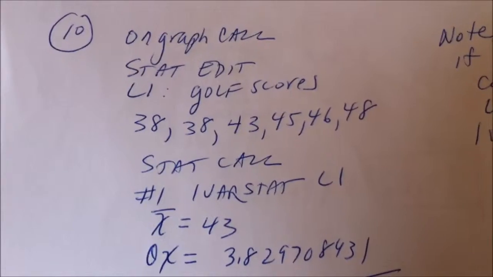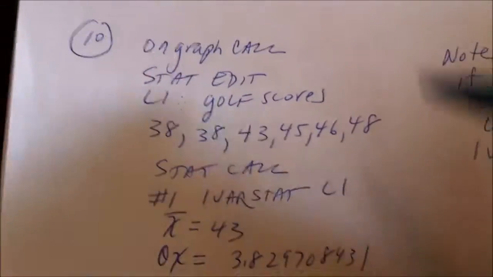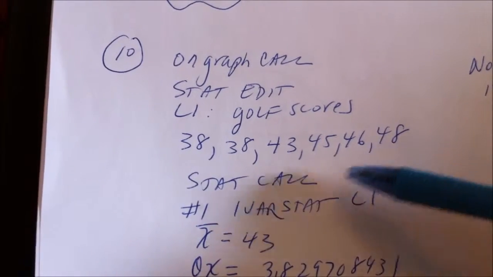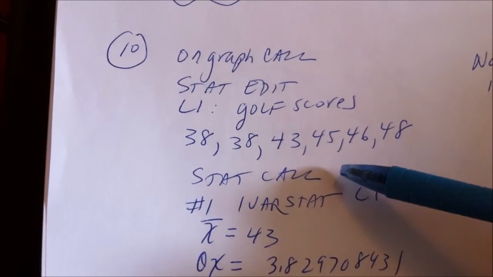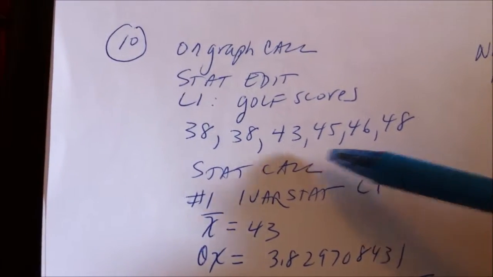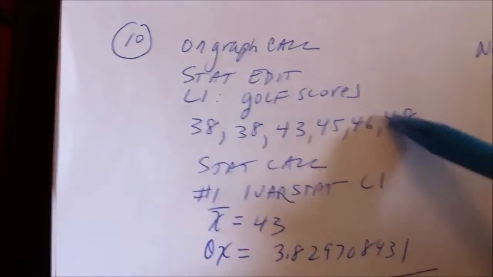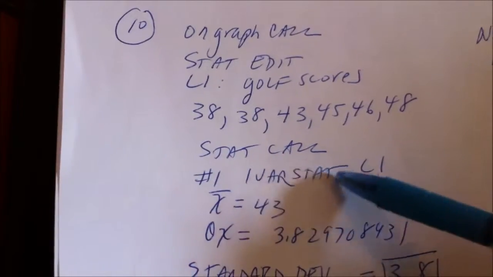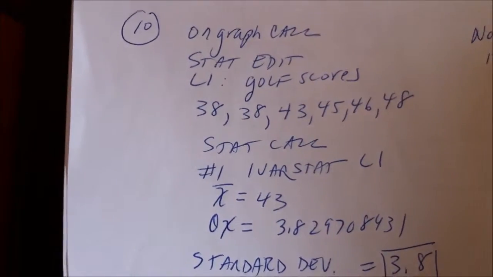So you get these golf scores, and you put them into STAT Edit in your first list, and it's only one variable. There's no frequency here. I mean, you could consider that there are two 38s, but there's just 6 scores, so it's not a big deal to put a frequency there. Then after you do that, you go into STAT CALC and you do a 1-Var Stats.